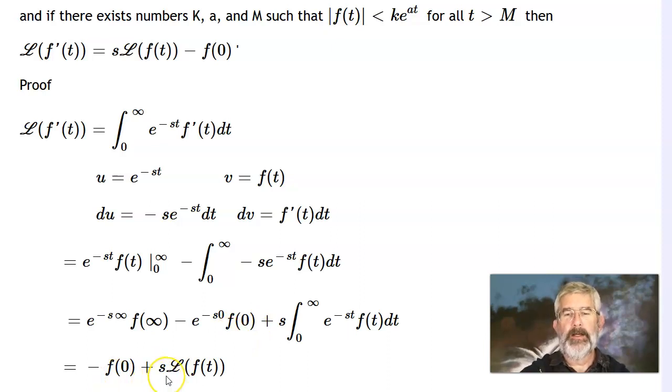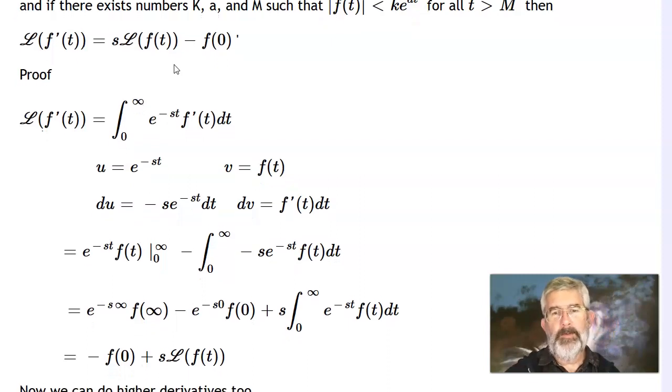And then this right here now, I claim, look at that, the integral of e to the minus st times f of t dt. This is the Laplace transform of f. So that's what I have right there, and there's an s out in front. And so that is the theorem we were trying to prove. The Laplace transform of the derivative is s times the Laplace transform of the function minus the function evaluated at 0.